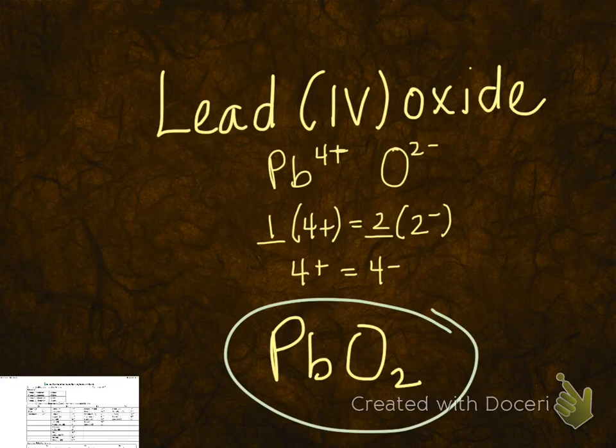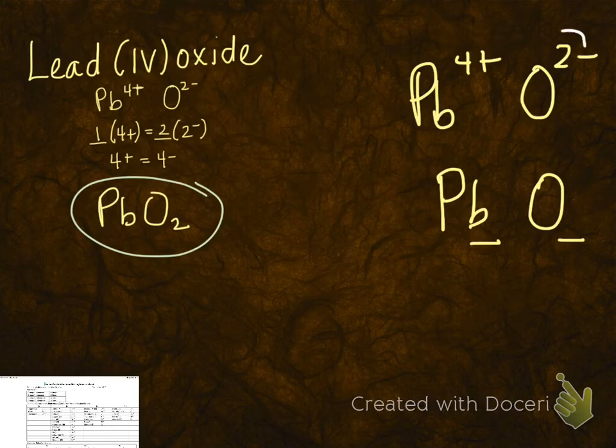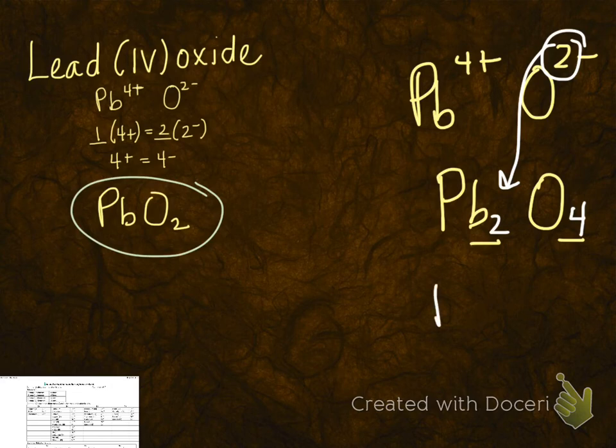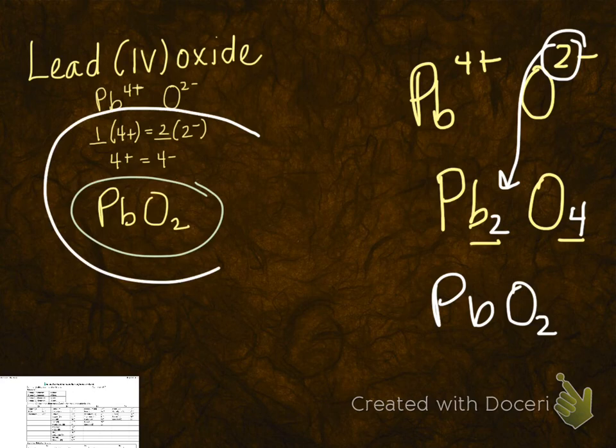Now, if you were using the older crisscross method, let me show you what might happen. You would write all this, you would crisscross getting Pb2O4, and you might forget that you have to simplify, coming up with PbO2. So doing this algebraically just avoids a whole bunch of mistakes. It's cleaner too. All right, do your practice, take your FIP quiz, come back for more.